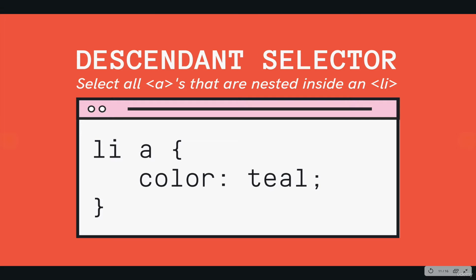So that space is very important. It's very different than a comma. A comma is li's and anchor tags. A space is anchor tags inside of li's. So no li's will be styled in this example. Only anchor tags if they're nested inside of an li.